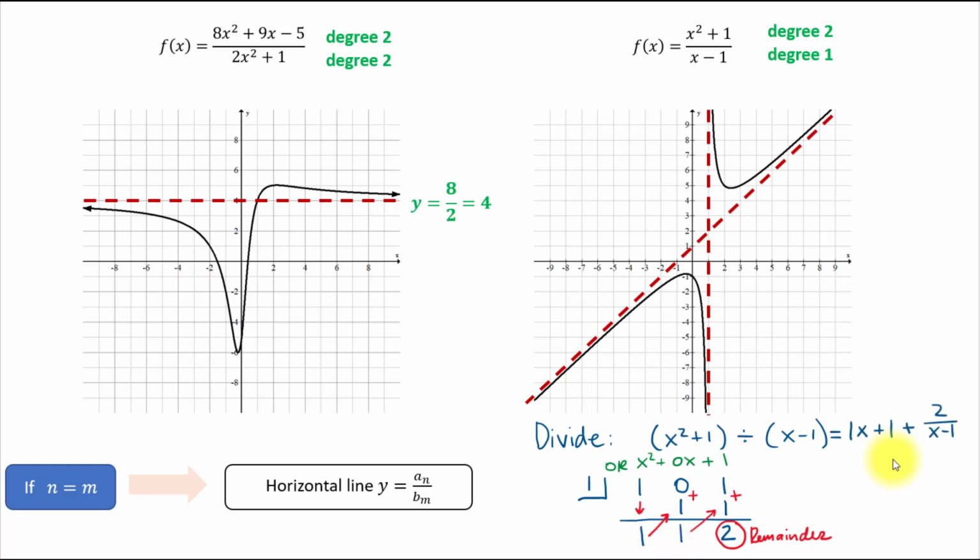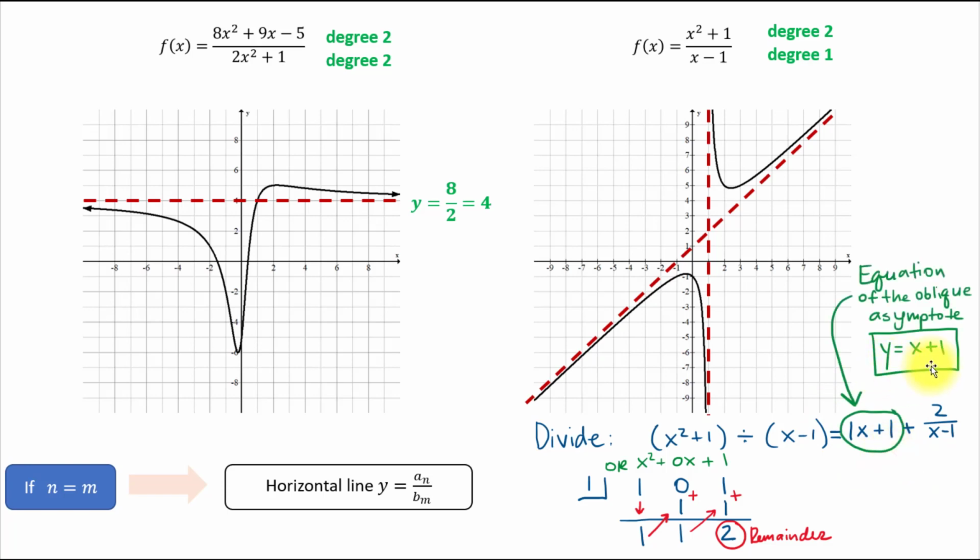So this is how we would officially have to write the answer for this division. 1x, where 1 comes from this number here, plus 1, that's this one here, plus 2, which is the remainder, over x minus 1. X minus 1 is the expression by which we divided. So that's the way we write down the answer, but the only part that we're interested in, remember we're trying to find the equation of the oblique asymptote, is this part here. That's how I write it down. y equals, instead of 1x, I just wrote x plus 1.